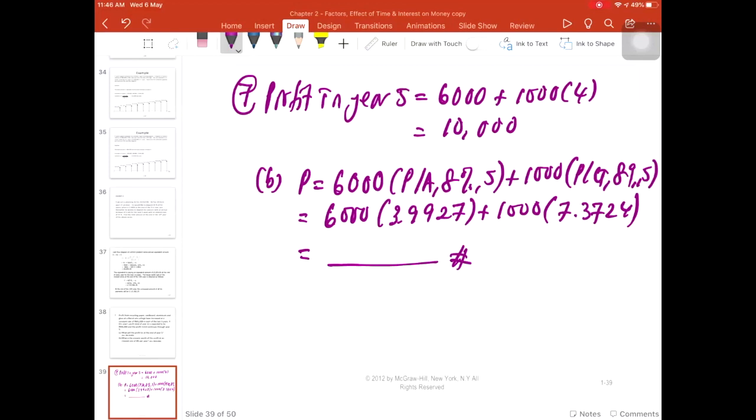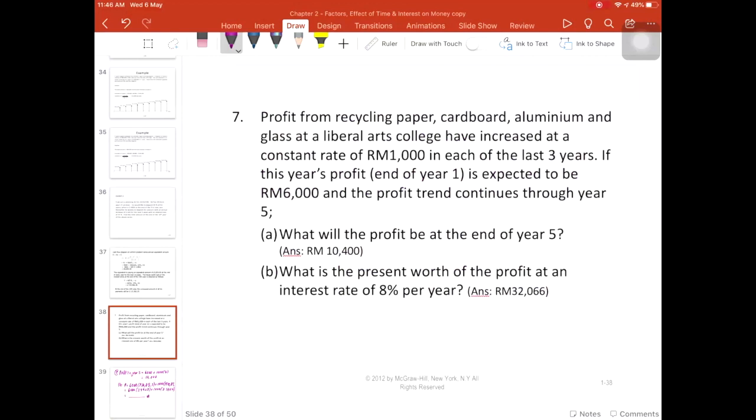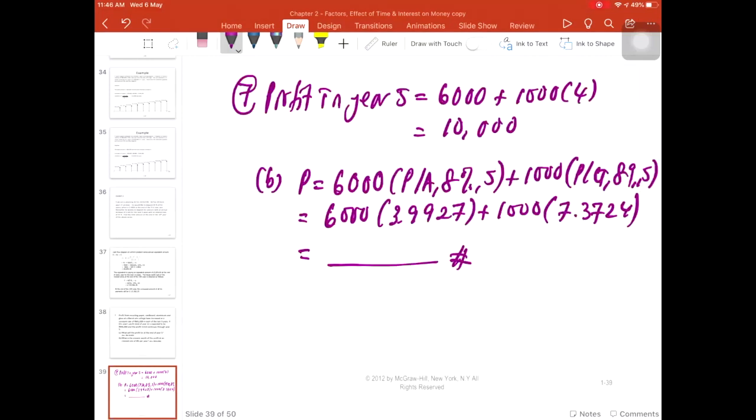Sir, is the G 1,000 or 1,100? The question 1,100 ke 1,000? 1,000. The answer is 31,330, sir. 31,330. Okay. Can eh? Boleh? Boleh tak boleh? Boleh. Okay, good.